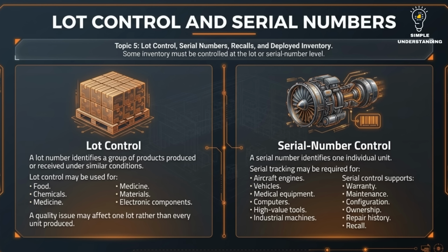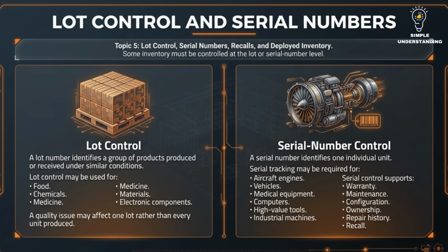Lot control. A lot number identifies a group of products produced or received under similar conditions. Lot control may be used for food, chemicals, medicine, materials, electronic components. A quality issue may affect one lot rather than every unit produced.